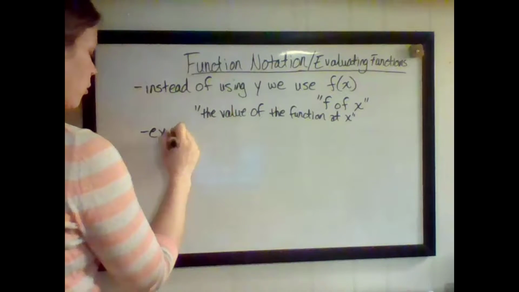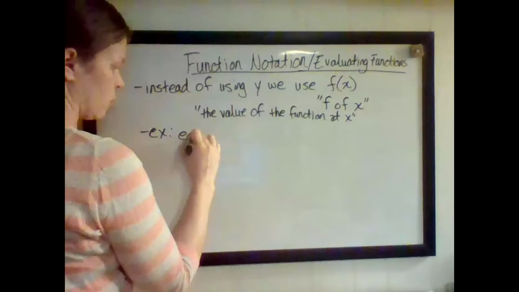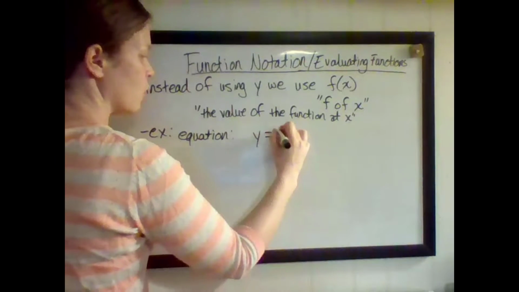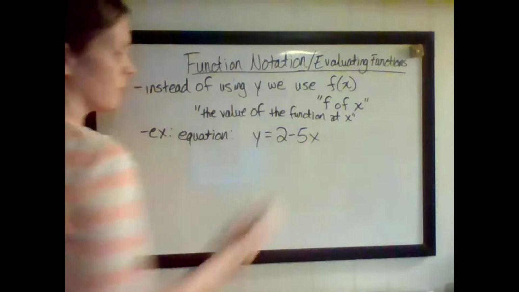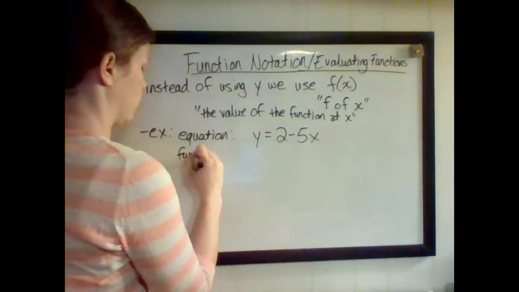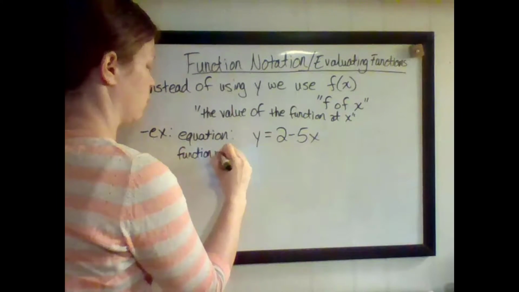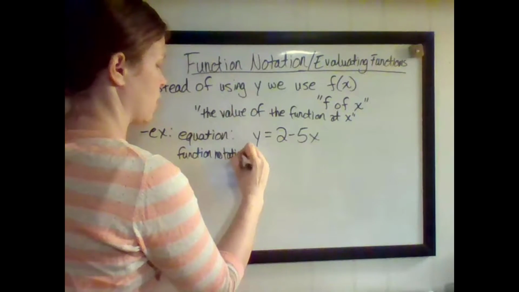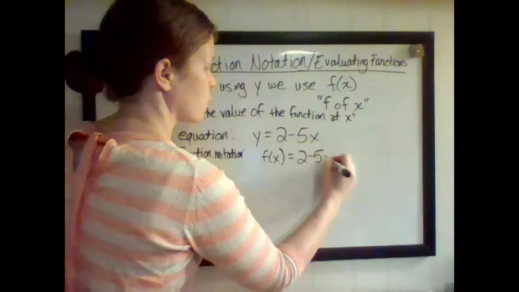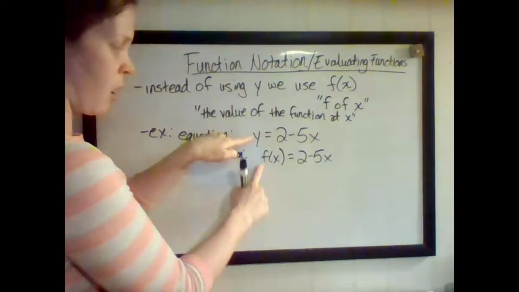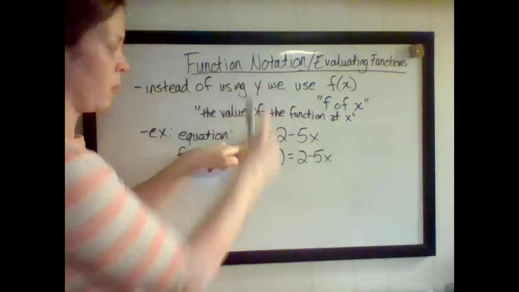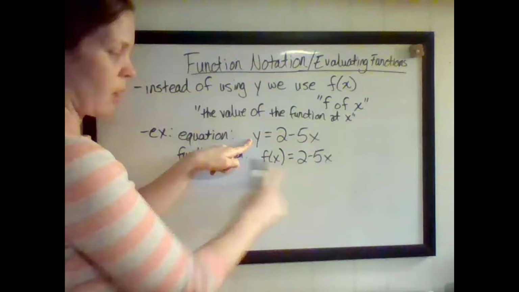Normally we just have a regular equation of, let's say, y equals 2 minus 5x. If we were asked to rewrite this in function notation, we would say that f of x equals 2 minus 5x. So that's the same thing. f of x and y are the same thing. Remember, y is the dependent variable, and now we're just using f of x.